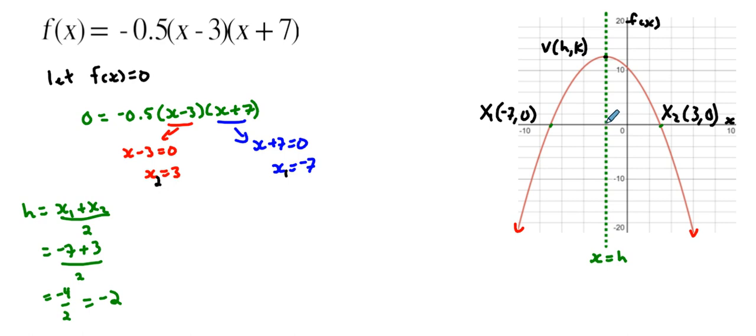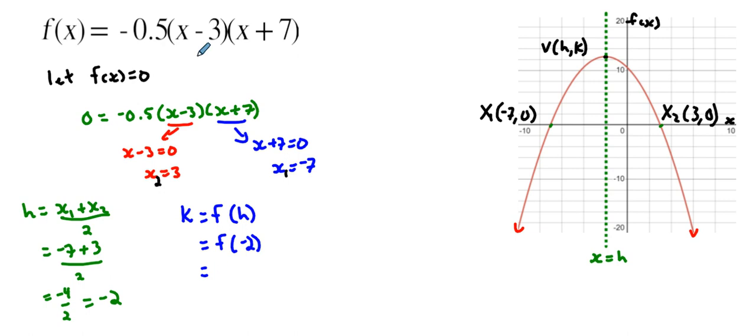Again, we can do this without the graph. The graph is there as an aid for us. So now, how do I get the k value? How do I get my y value? Well, I know that my k value is going to be the value of the function when x is equal to h. Specifically here, it's going to be the value when x is negative 2.